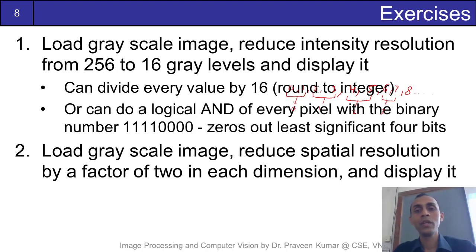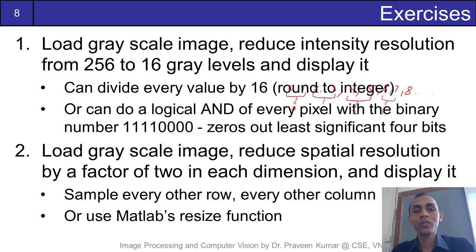Neighborhood average. But when you are reducing it, you actually don't have to go for averaging. When you have to increase it, then you have to do an interpolation. We'll talk about that later on. So when you have to reduce it, you can just drop alternate rows and alternate columns. You can just sample. If you want to be more accurate, you can take an average.